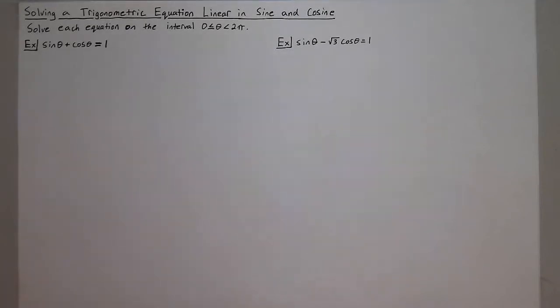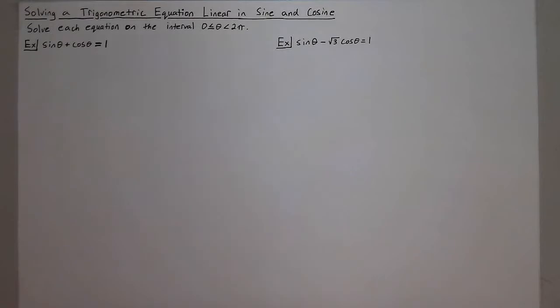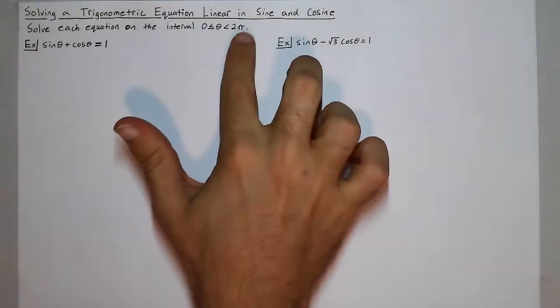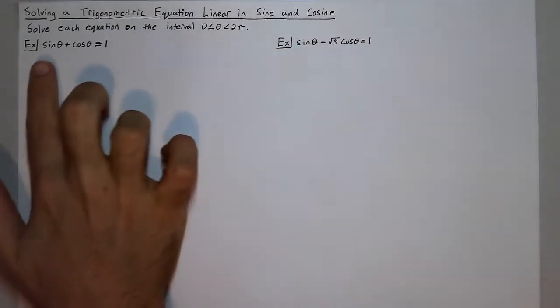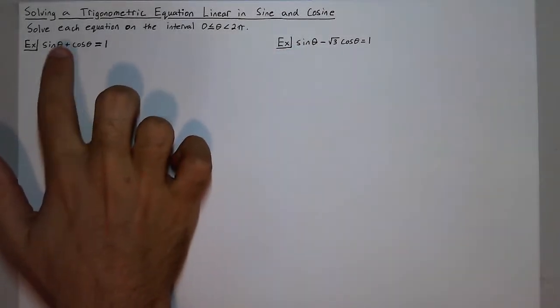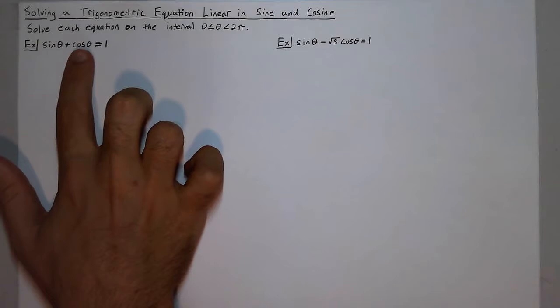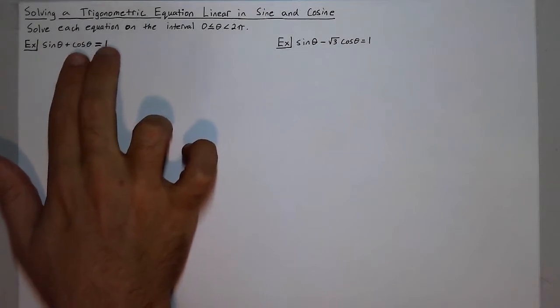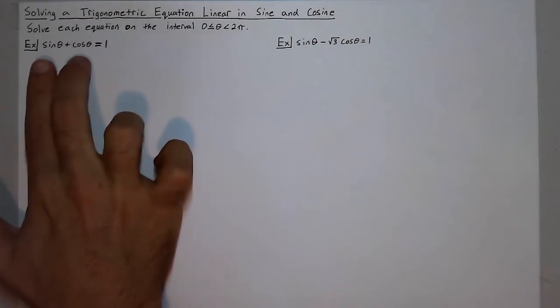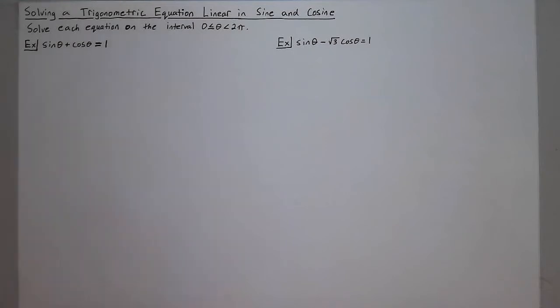In this video, we're going to learn how to solve a trigonometric equation, linear in sine and cosine. So we're going to solve each equation on the interval of 0 to 2 pi. When I look at sine plus cosine, there's no immediate way to factor this, and it's equal to 1, so there might not be a way of combining them into the same trig function. So what I'm going to do is show you two strategies for approaching this problem.